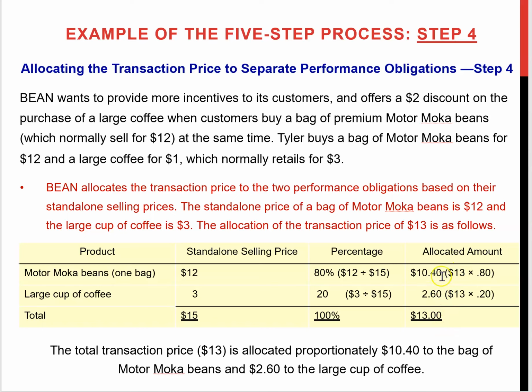That means if we split 80% of $13 to the Motor Mocha bean bag, it will be $10.40, and then take 20% of this entire transaction price and allocate it to the large coffee cup, that will be $2.60. So this is how we allocate the transaction price when you have multiple performance obligations. It's proportionately based on the percentage of the combined standalone price.